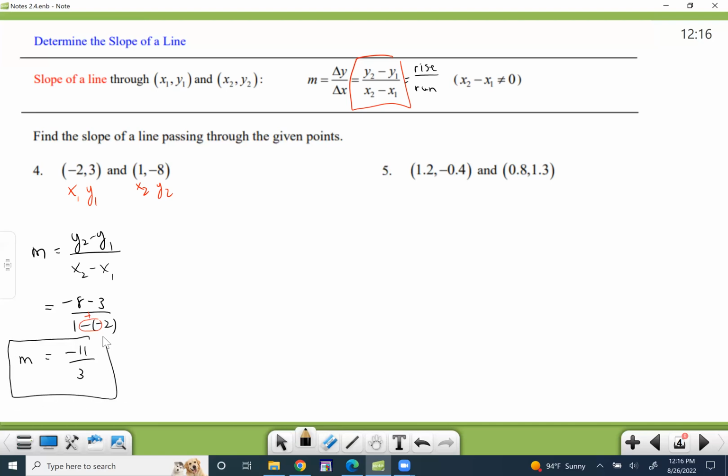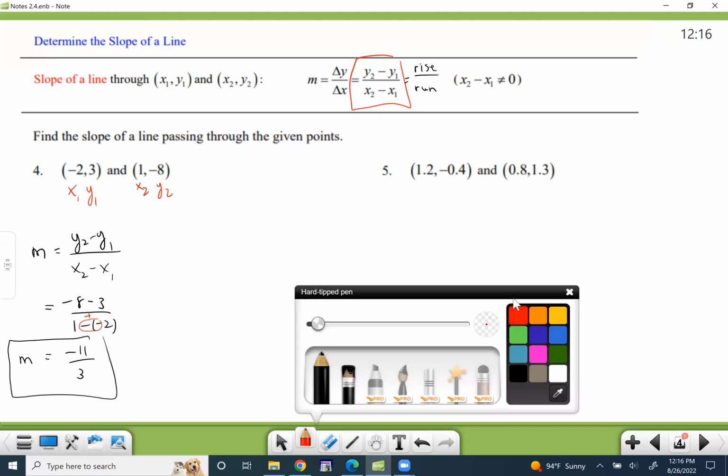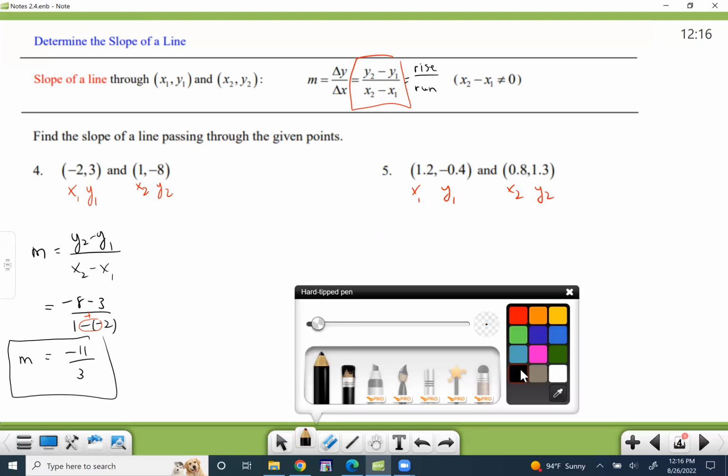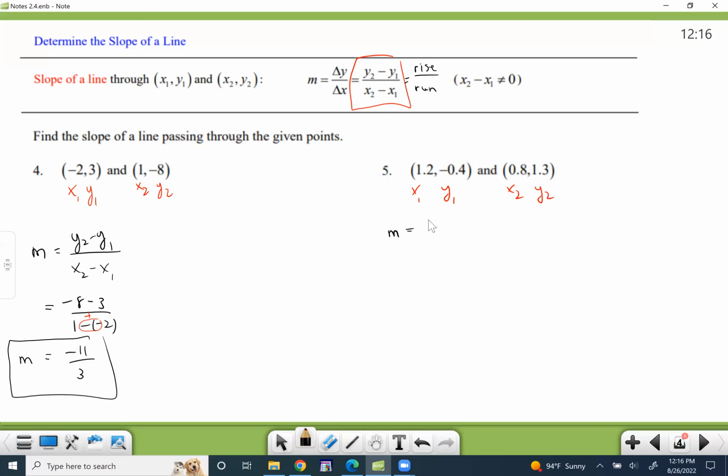Okay. Let's try it again. So let's label these guys: x1, y1, x2, y2. I'm just going to write the formula down so that we memorize it. All right, so y2 minus y1 over x2 minus x1.